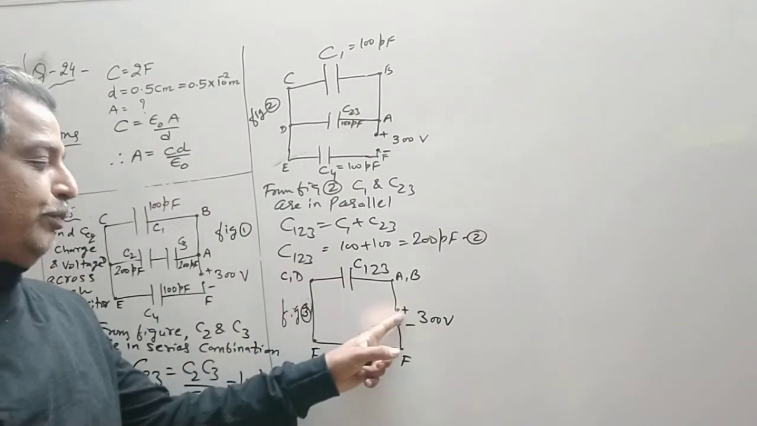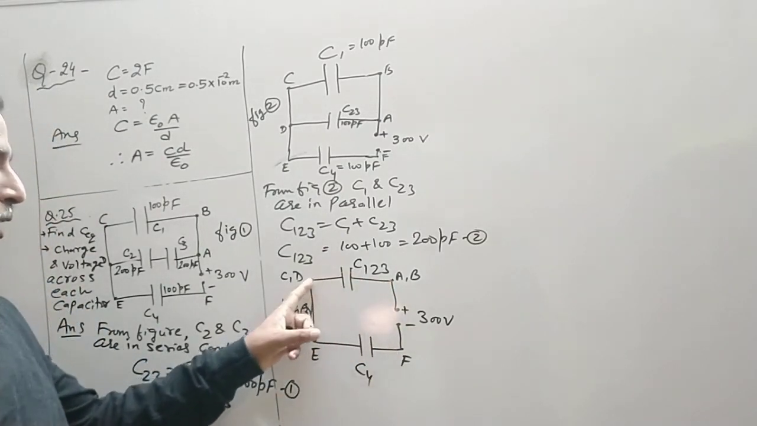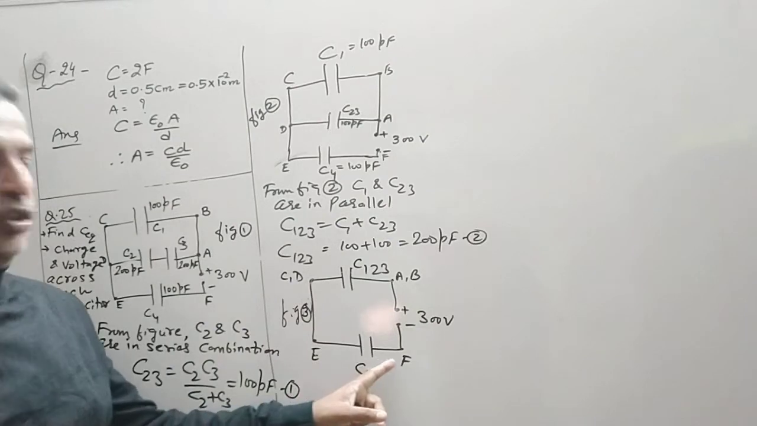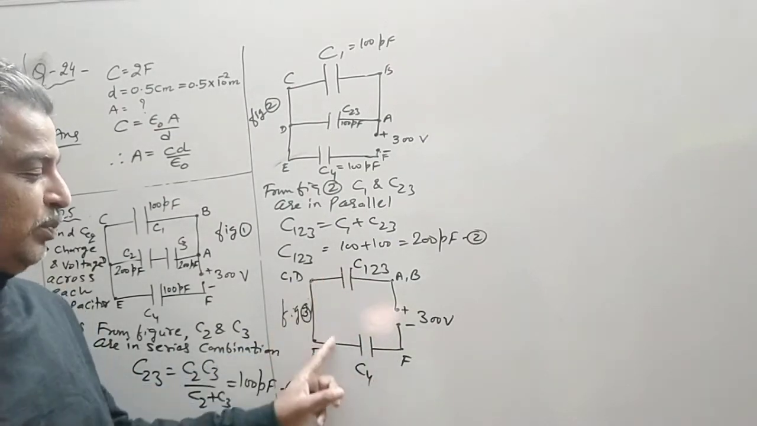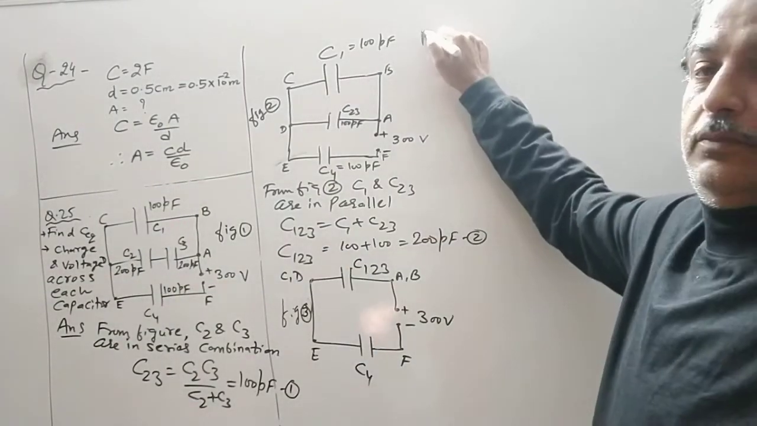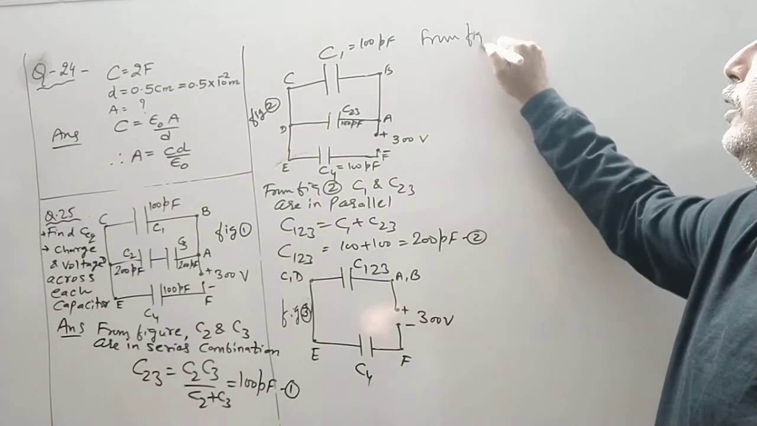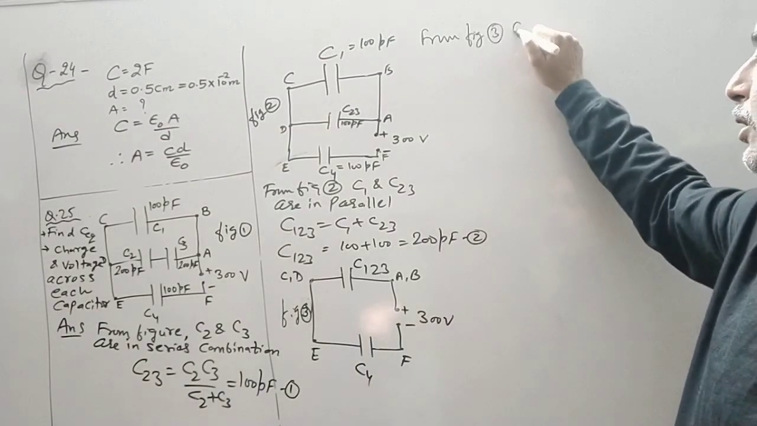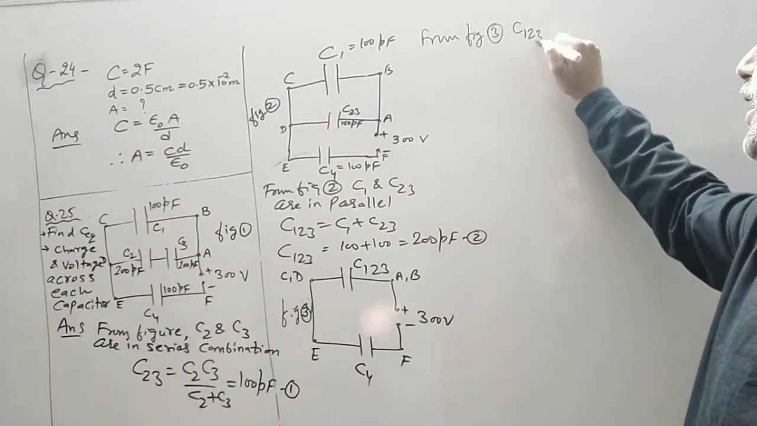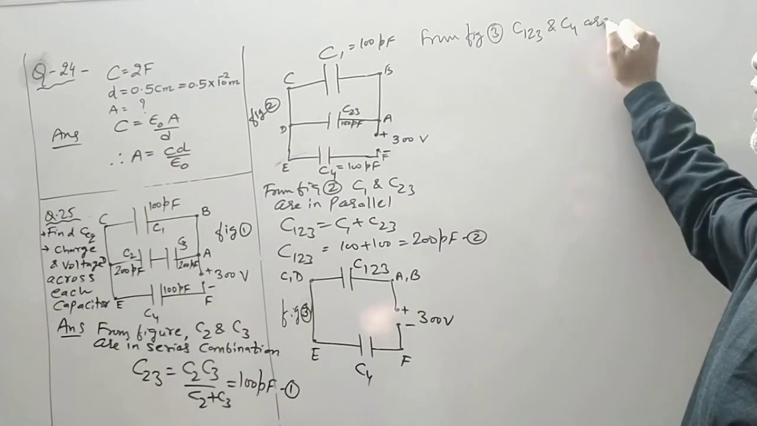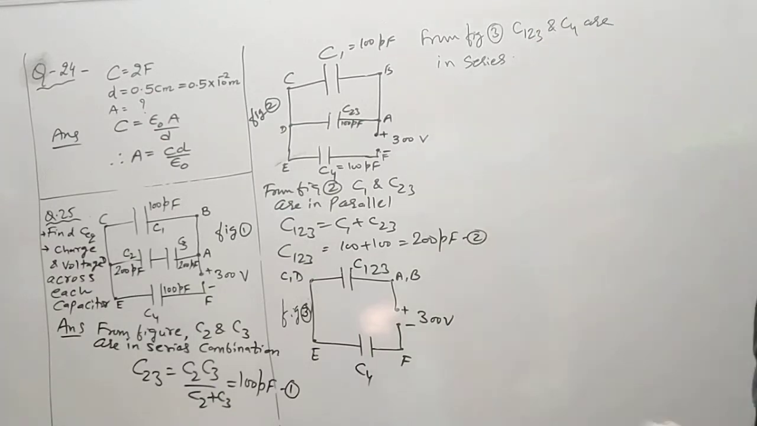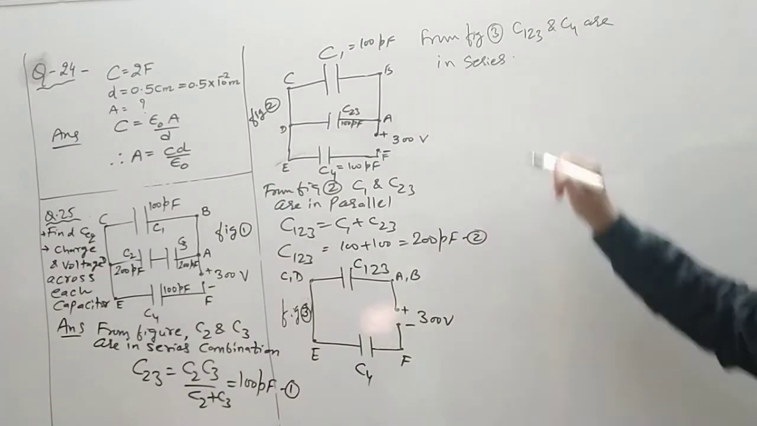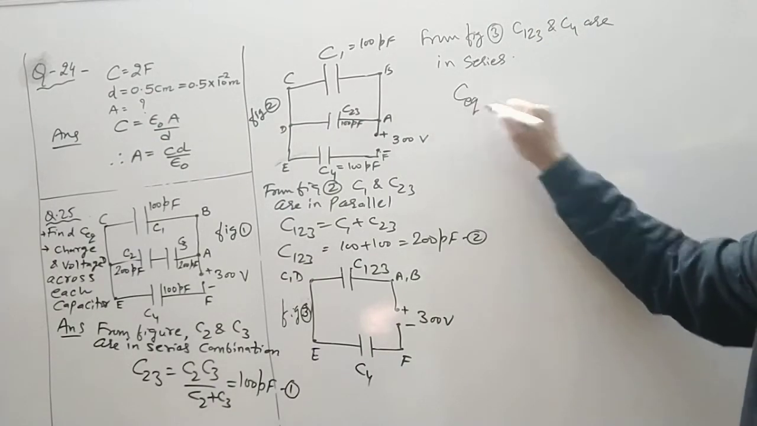Again, if I move from positive to negative terminal, now there is no division of the path. So clearly these two are in series combination, plus minus plus minus. So again from figure 3, C123 and C4 are in series combination. So now we get our final answer. So that will be named as C equivalent.